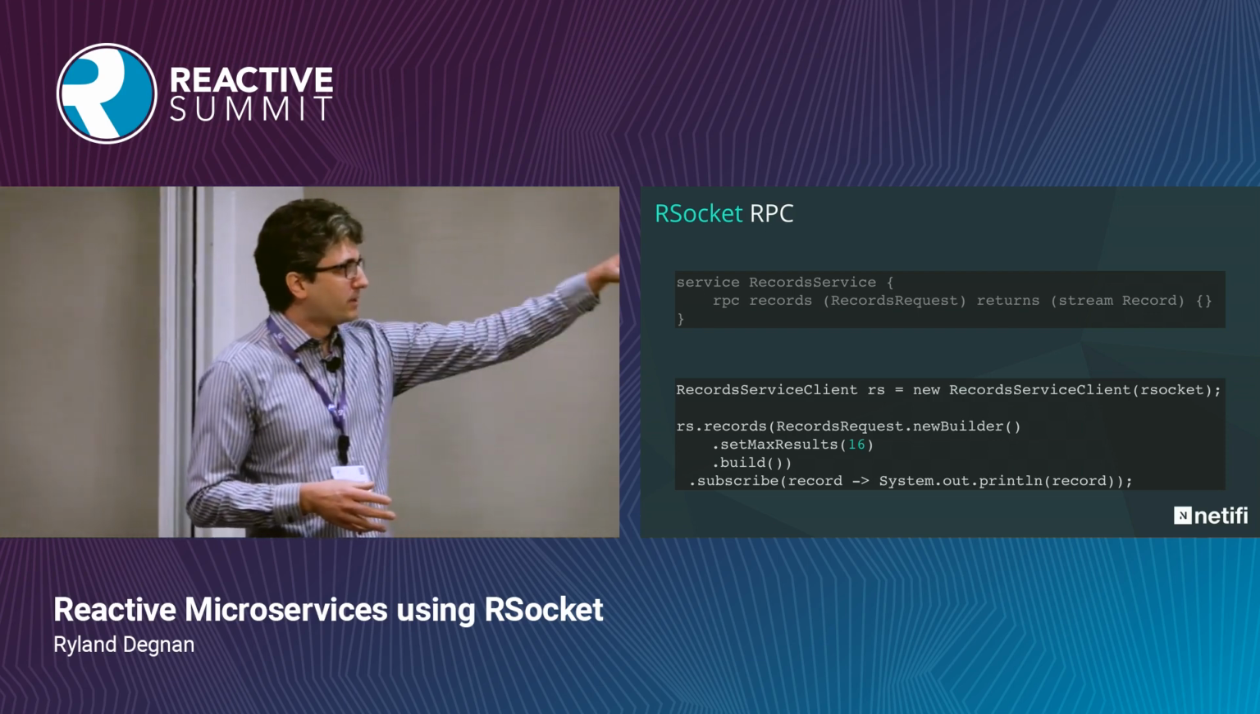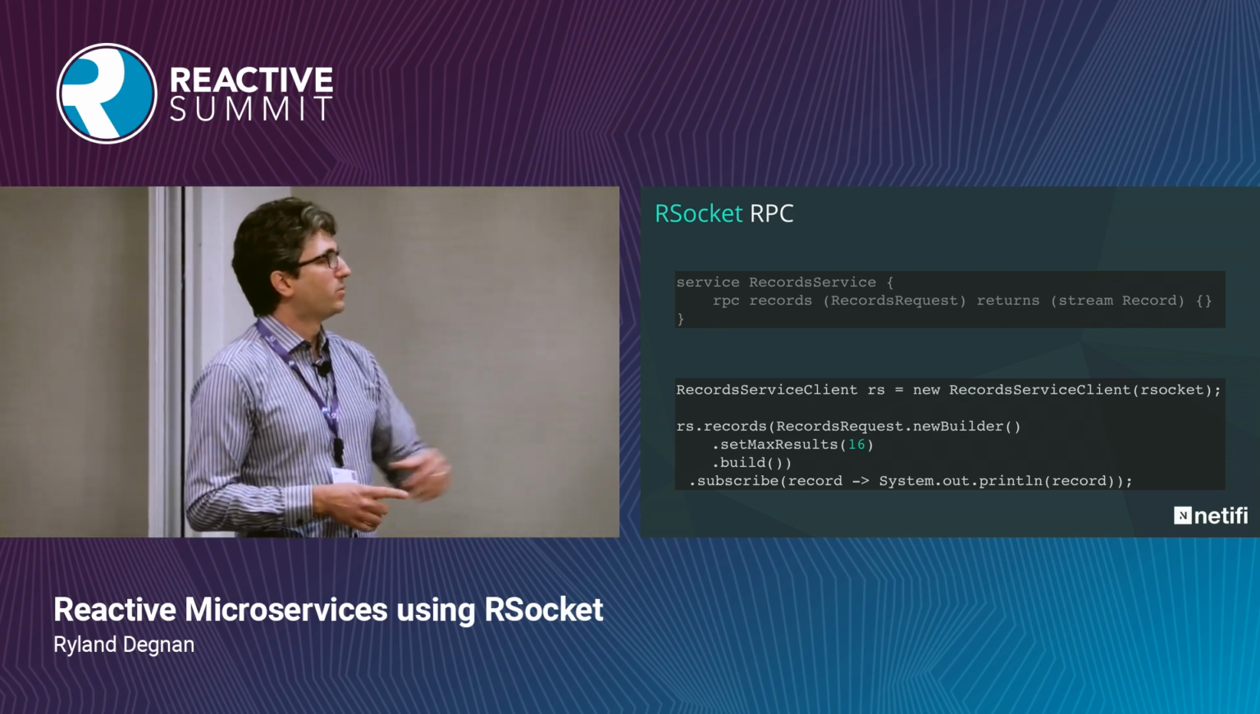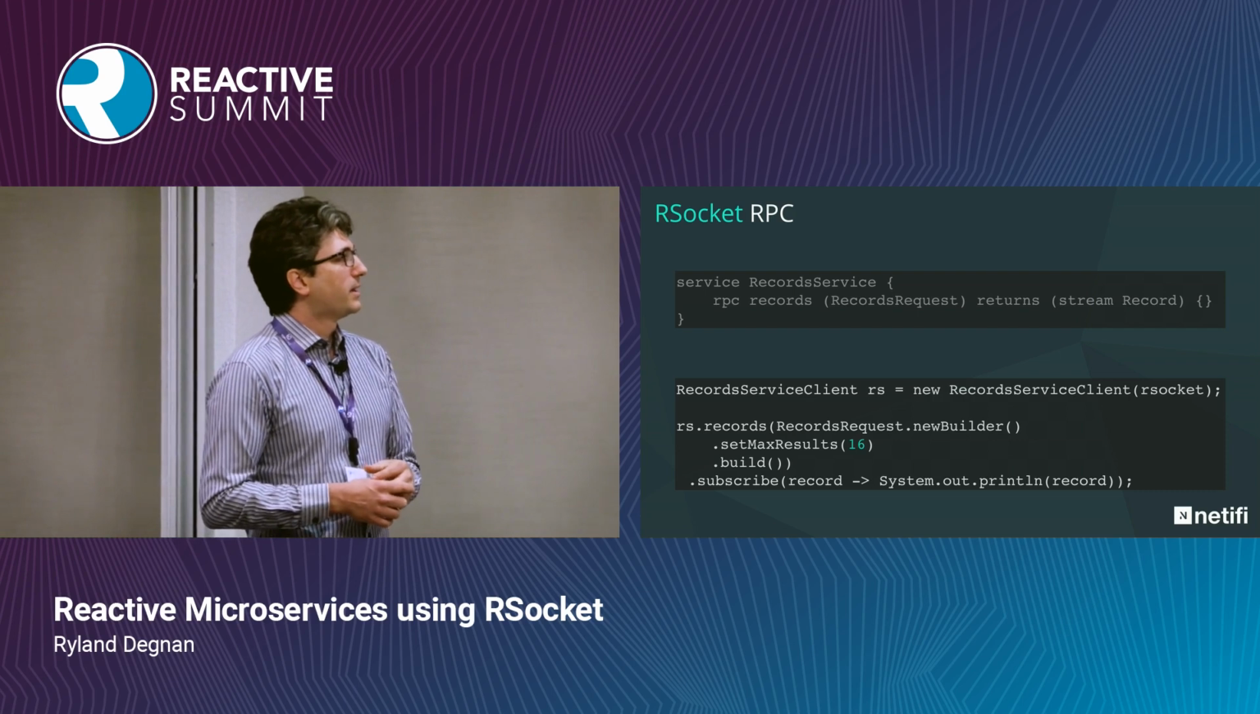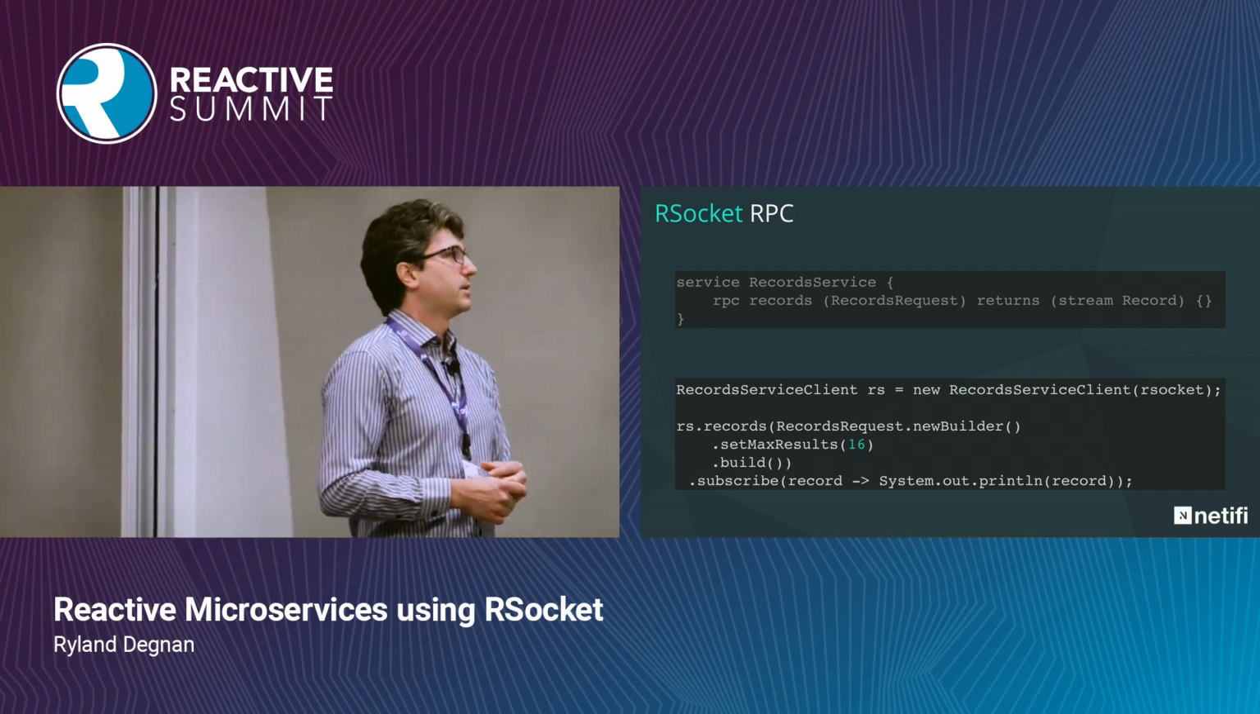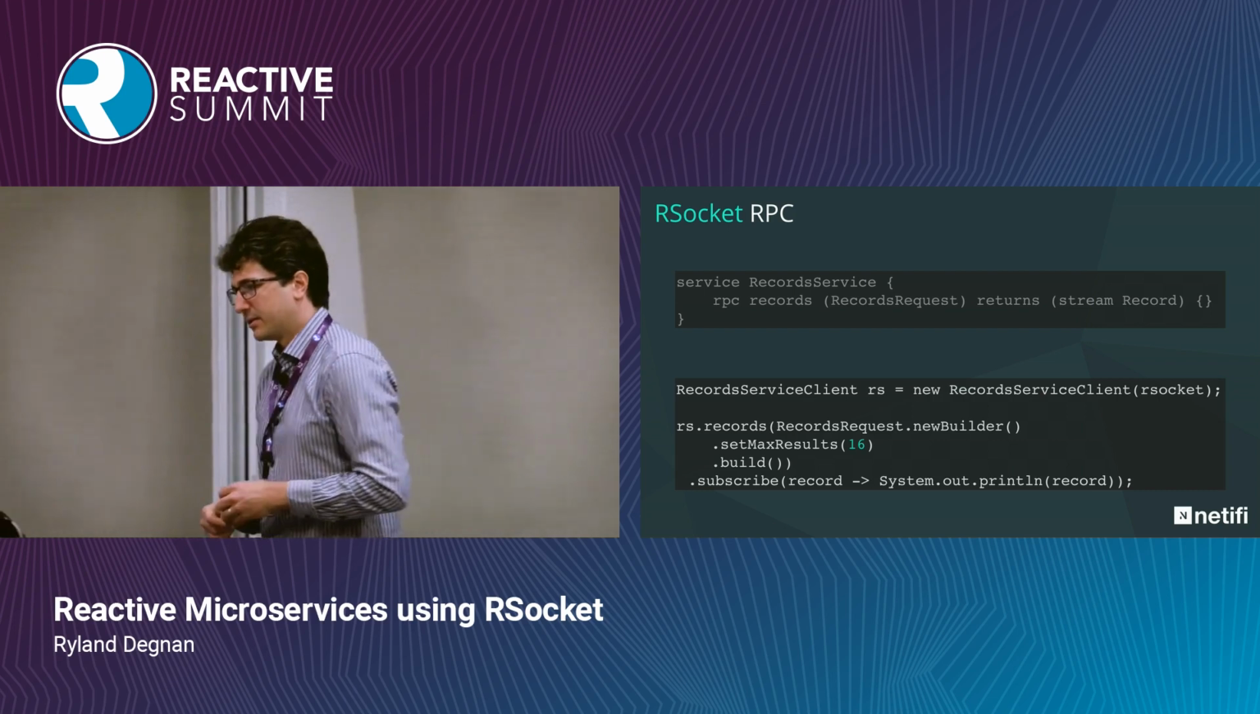So for example, if I were to define a record service that talks to a database, then in Java, it would generate the record service client for me. I could plug in whatever RSocket I like there, and that's going to handle all of the serialization and deserialization for those items that I'm passing over.